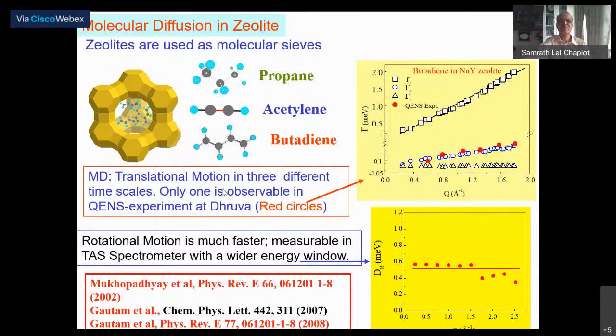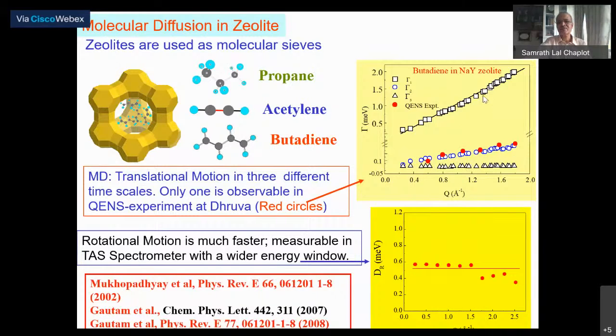So it so happened that the neutron experiment done at the Dhruva reactor just gave numbers which fitted well with one of the time scales, which involves diffusion inside a given cage. Nicely fitted. Initially, we were worried that if there were different time scales and we simply assumed a single Lorentzian in the simulation, combining the 3, you will get some average number. It will not fit with the experiment. But a detailed analysis, once it was done, it was nice to see that it fitted.